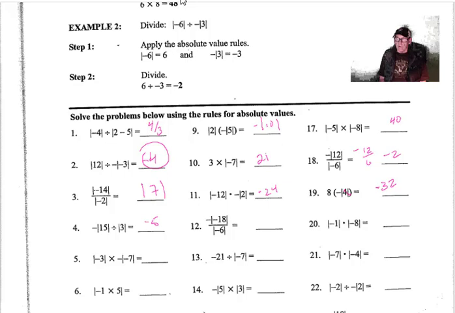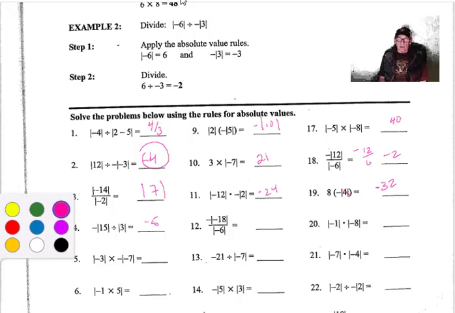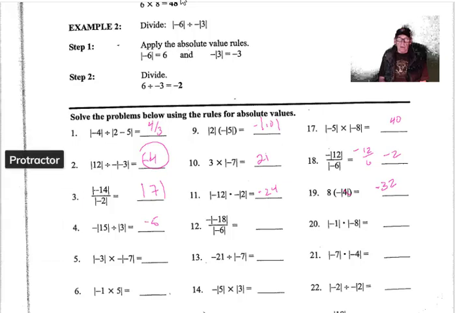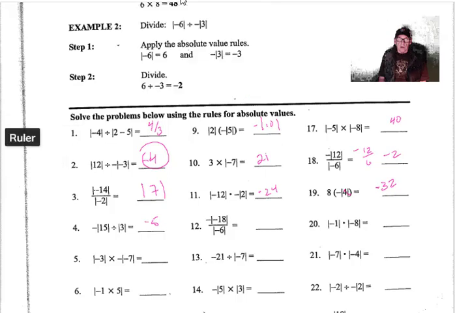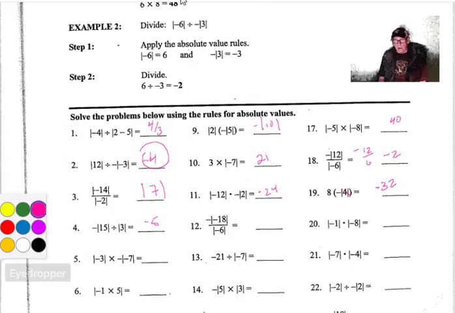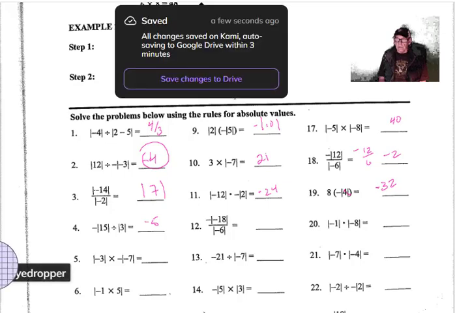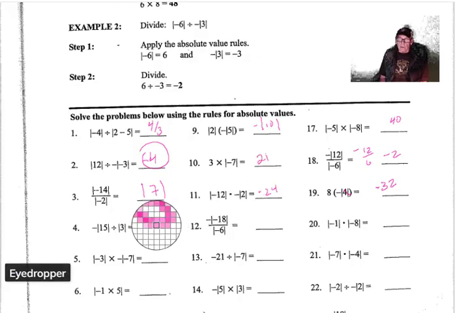Not so sure about that one. Let's see. Minus 18. I'll come back to that one. Let me get the eraser on this. So I'll come back to number 12.